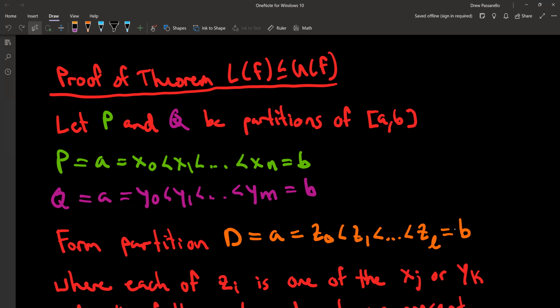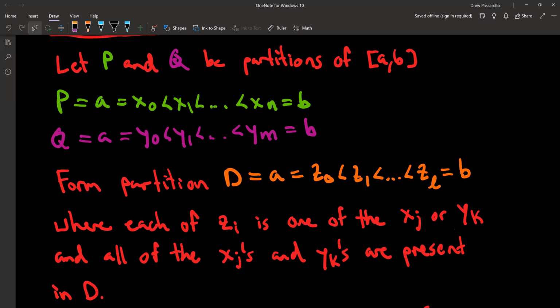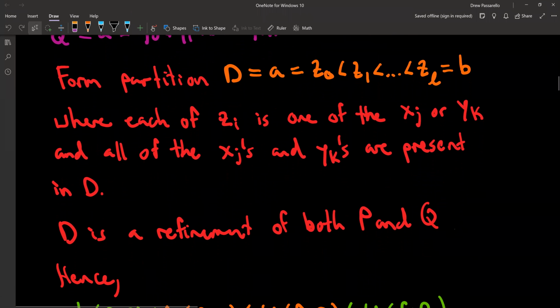And so we're going to form a partition D, which is equal to a, our endpoint, equal to z naught less than z1, dot dot dot, less than z L, which is equal to b. We're going to form this partition D, and each of the z i's is one of the x j or y k from P and Q, and all of the x j's and y k's are present in D. So we've essentially made a refinement D, and it's a refinement of both P and Q.